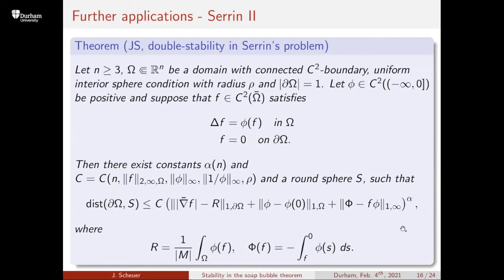This is the first generalization of Serrin's problem, the first application of the theorem. And I don't want to go into further proof. You need a similar L2 estimate of the Cauchy-Schwarz deficit, kind of similar to Rayleigh's computation earlier, but a little bit more complicated. And then you get an explicit estimate of the Cauchy-Schwarz deficit in terms of all of these quantities. And then you can just plug in my theorem to get the distance to a sphere.